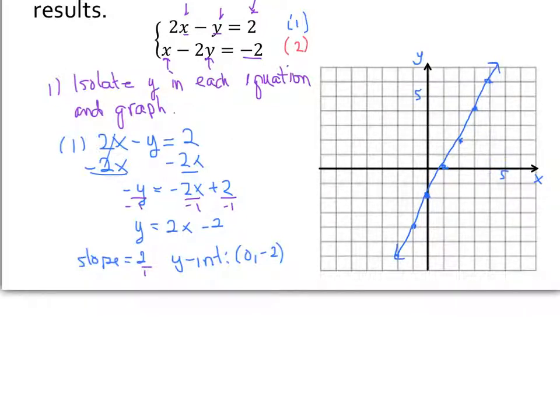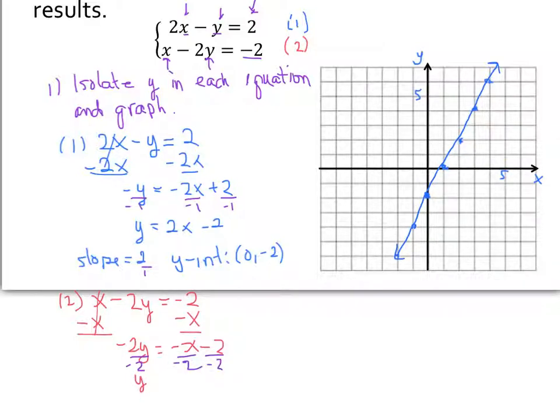Okay, we're going to do the same thing with the second one. The second equation is x minus 2y equals -2. We're going to try to isolate the y again. I'm going to subtract x from both sides, and I get -2y equals -x minus 2. This time I want to divide by -2. And I get that y is equal to 1/2 x, since negative divided by a negative is a positive, and then plus 1.